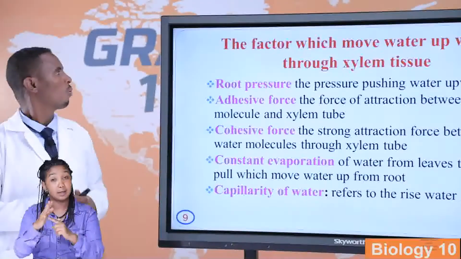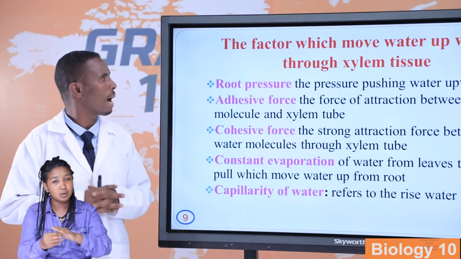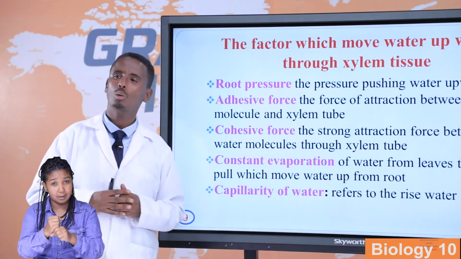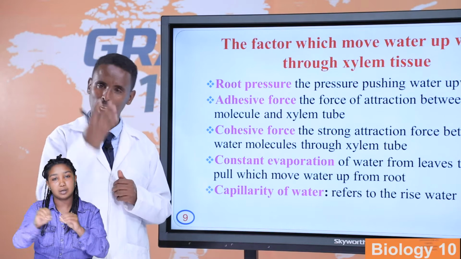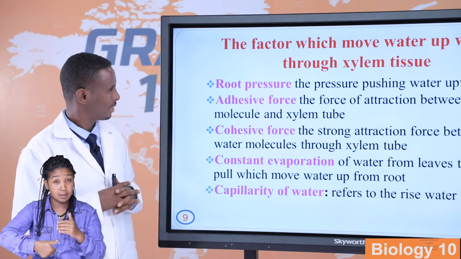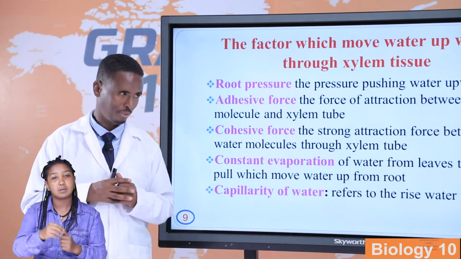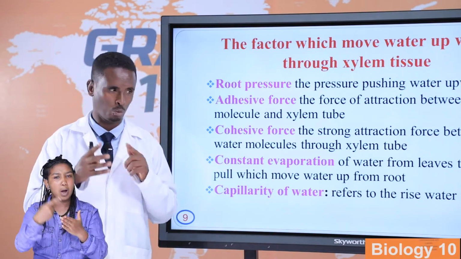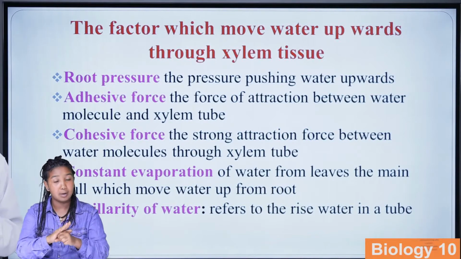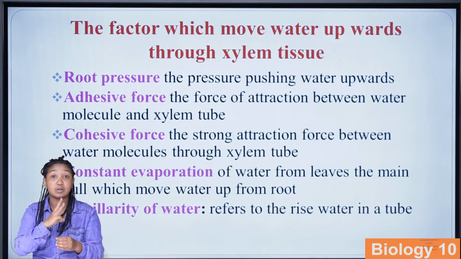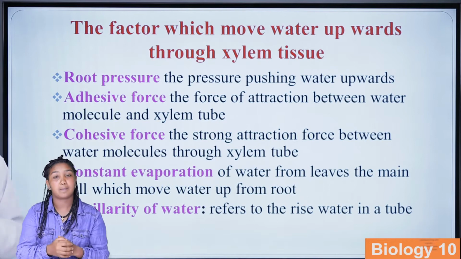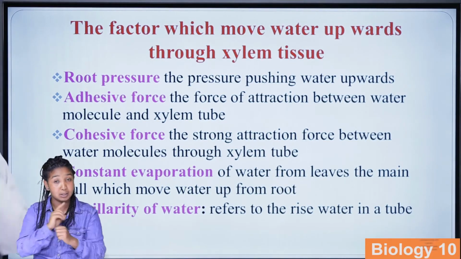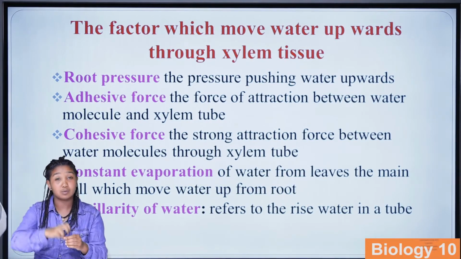So what are the factors which move water upward through the xylem tube? What factors make the plant transport water through the xylem tube? These are the main factors. The first one is root pressure, the pressure pushing water upward. What do we mean by root pressure? As we know, the plant takes in water by osmosis and minerals by active transport, creating a hydrostatic pressure. That pressure makes the plant transport water upward.